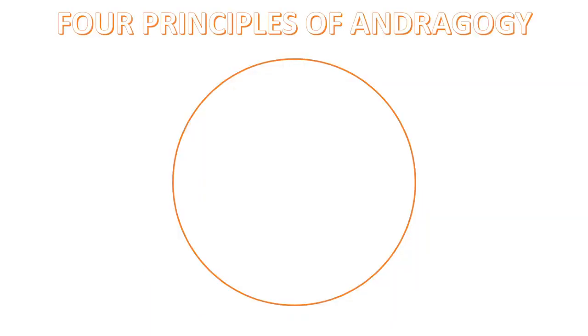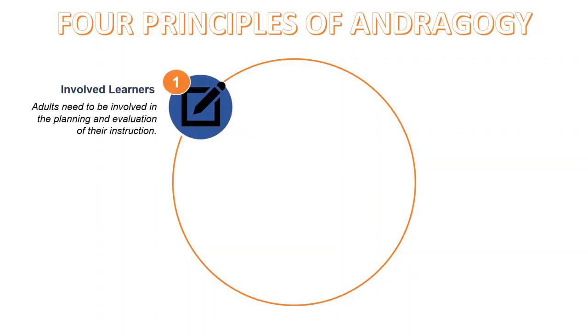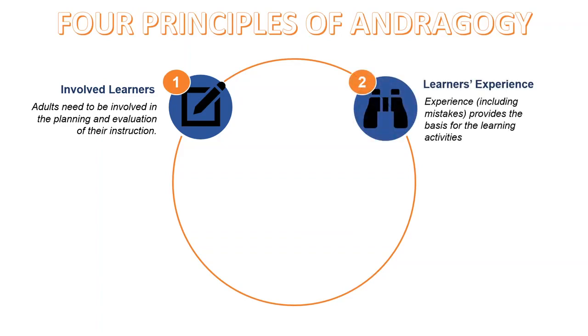Now, before you dive off of that cliff directly into starting to learn data science, it's important to understand how we as adults actually learn. Now, there's 4 principles of andragogy. These go back to the 1980s and Malcolm Knowles. The first is that adult learners need to be involved. You need to be involved in the planning and evaluation of your own instruction. The experience, including the mistakes that you make while you're learning, provide the basis for your learning activities.